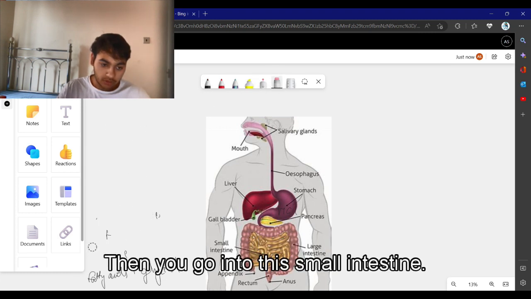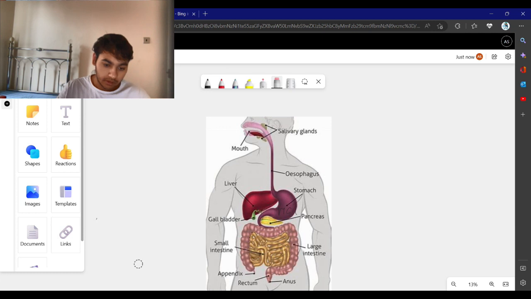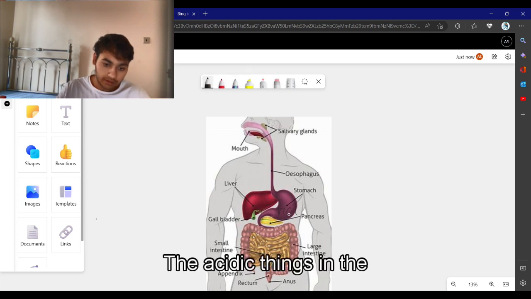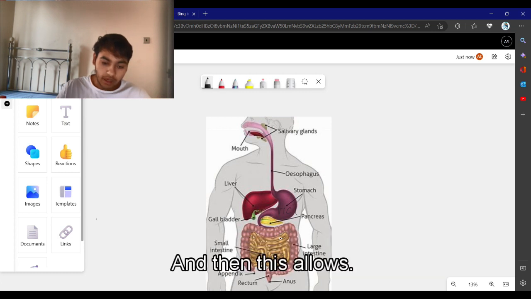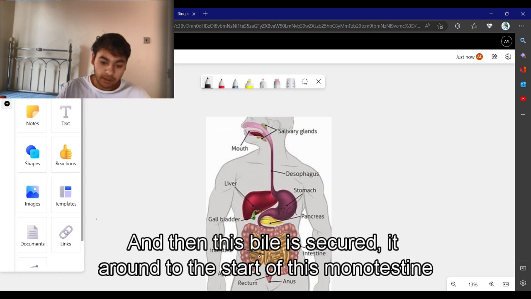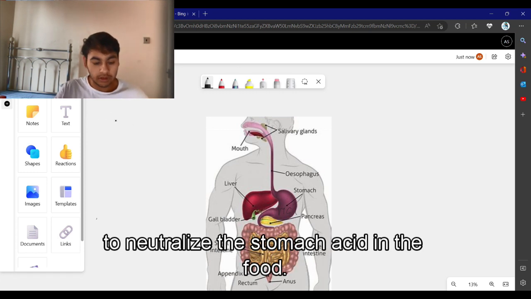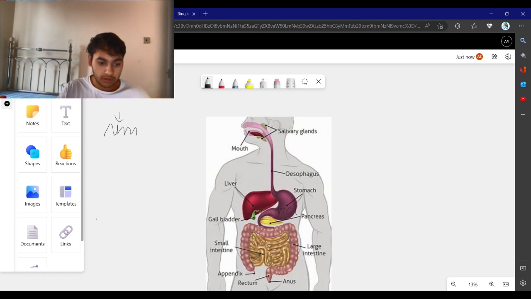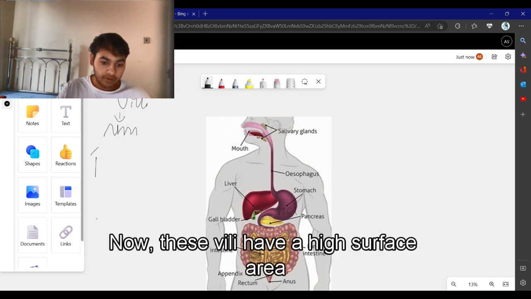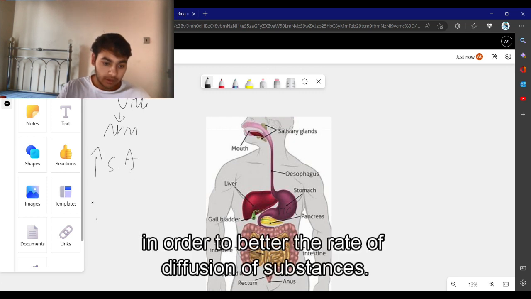Then you go into the small intestine. The acidic contents of the stomach will be transferred into the small intestine, and then bile is secreted around the start of the small intestine to neutralize the stomach acid in the food. And then the small intestine has lots of microfolds, which are called villi. Now these villi have a high surface area in order to improve the rate of diffusion of substances.